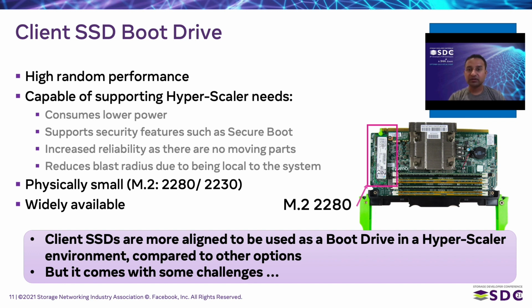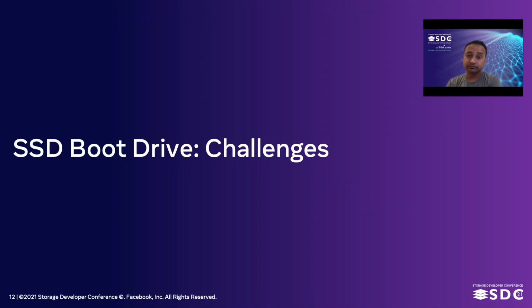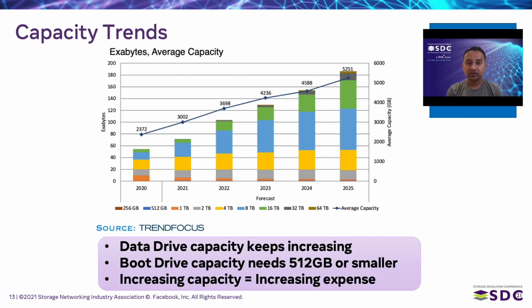So client SSDs are more aligned to hyperscale boot drive requirements, but they do come with some challenges. Let's study some of the challenges associated with client SSDs. Here's a chart that shows the average capacity trends for data drives in hyperscale in the next 5 years. As we can see here, the average capacity ranges anywhere between 2 terabytes in 2020 and goes all the way up to 6 terabytes in 2025.